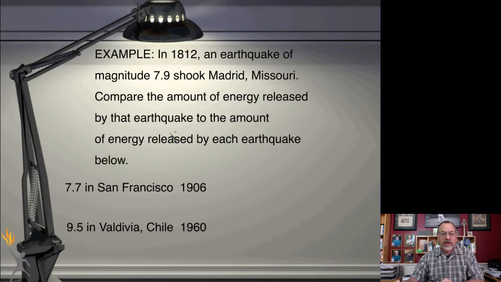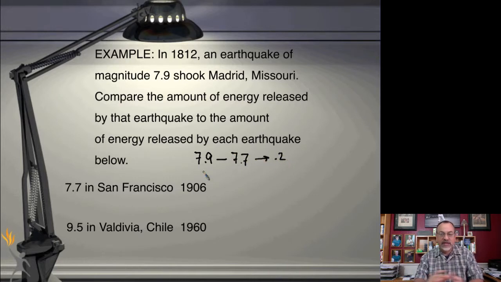So in 1812 we have an earthquake that's a 7.9 that shook Madrid, Missouri, and we want to compare that to these other earthquakes that were in 1906 in San Francisco and in Chile in 1960. So what's the difference between a 7.9 and a 7.7? In order to compare the amount of energy, we want to compare the exponents. So we're simply going to subtract the exponents. This was a 7.9 minus a 7.7, so that's a difference of 0.2.